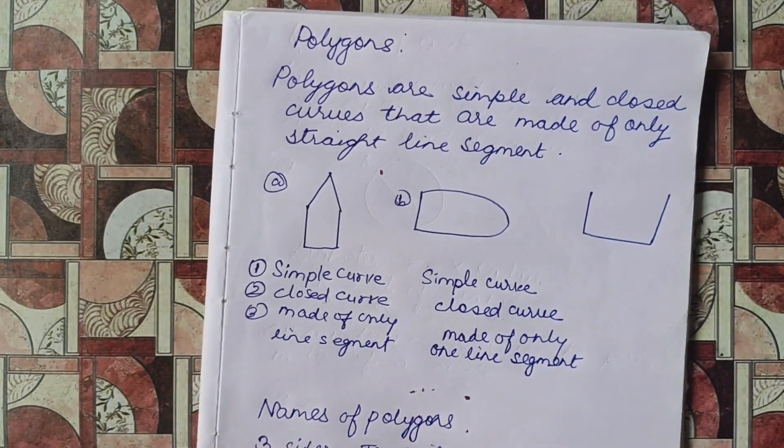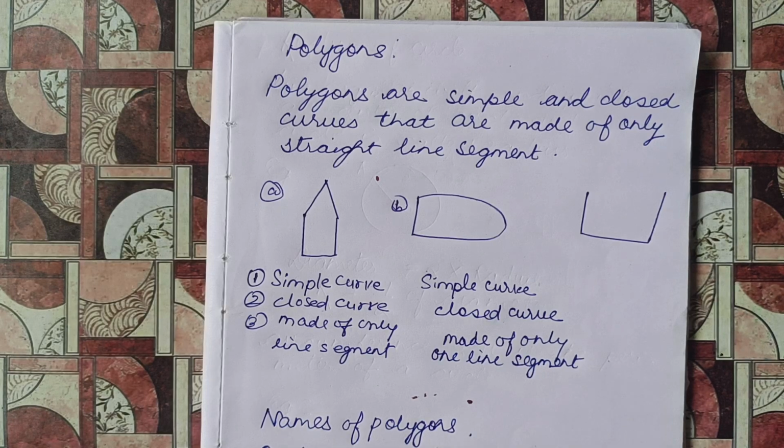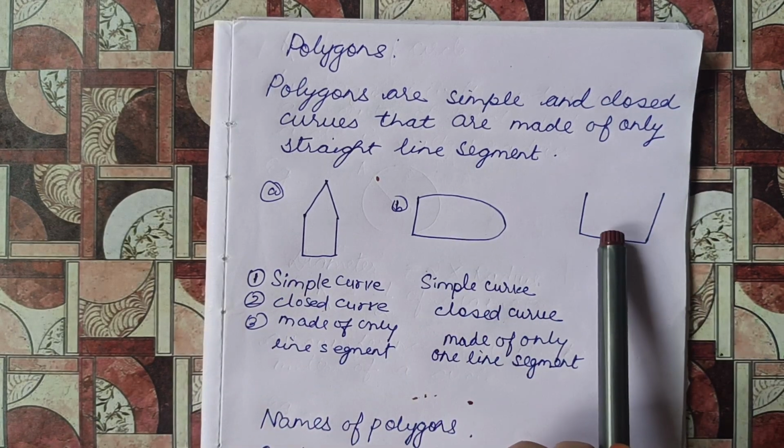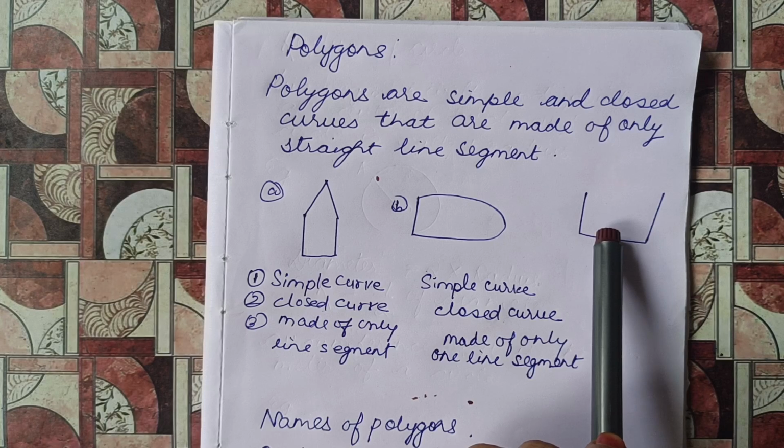Now let's move on to polygons. Polygons are simple and closed curves that are made of only straight line segments. These are the examples of some polygons.